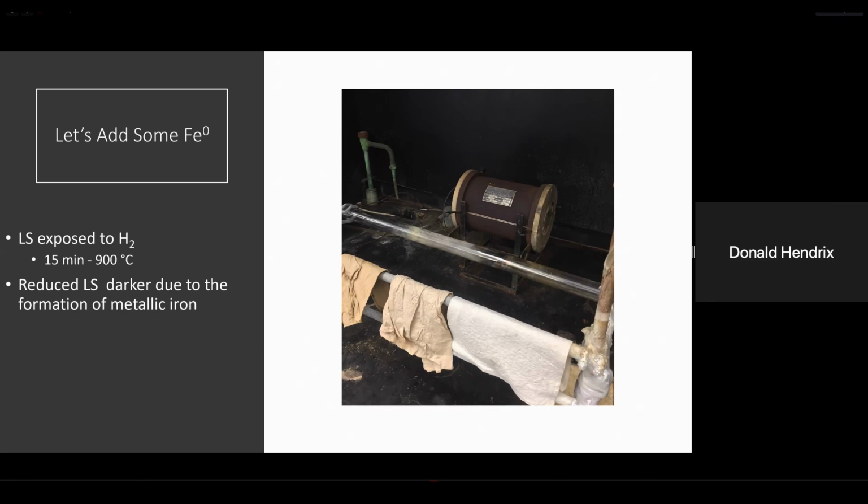What we did was add some lunar simulant to the center of this glass tube. I'm circling right here in the middle where we put our samples. This glass tube is being flushed with hydrogen, and while that's happening, we put this glass tube into this furnace back here and heated up the sample to 900 C for 15 minutes. When we removed our sample, we noticed that the sample was darker. That's how we know we did, in fact, create some metallic iron on the surface.